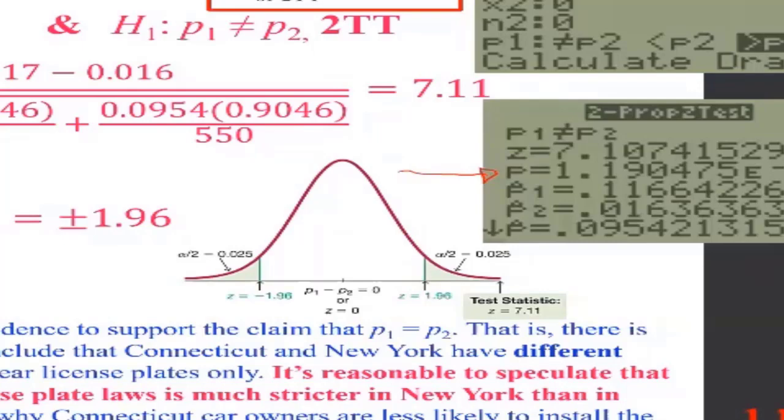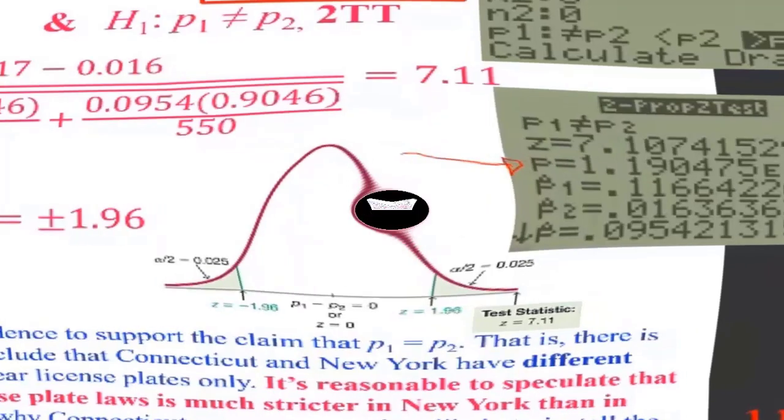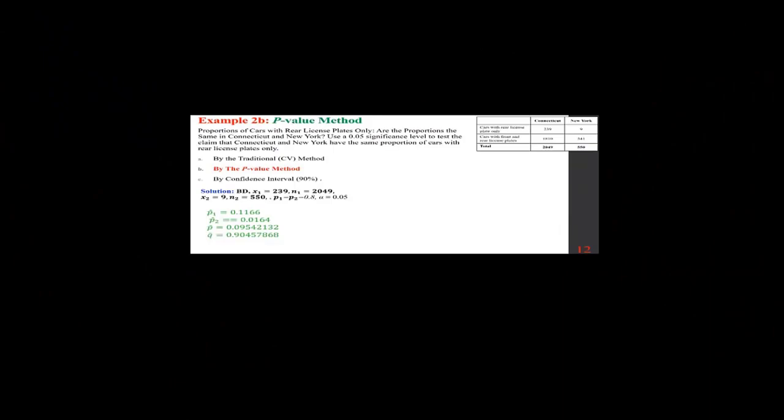And you compare it to alpha. And clearly it's less than alpha of 0.05, and you get the same decision. Reject H0. We're going to do it by the traditional method. It's already done by the p-value and confidence interval, and we've done the calculation.